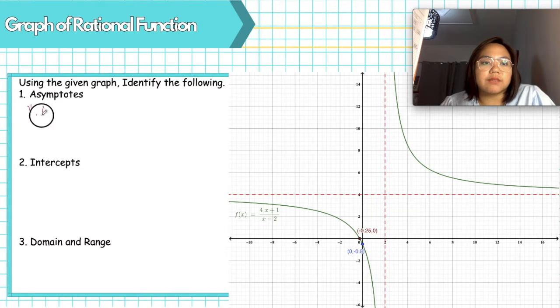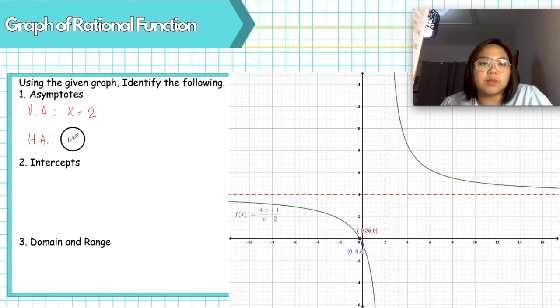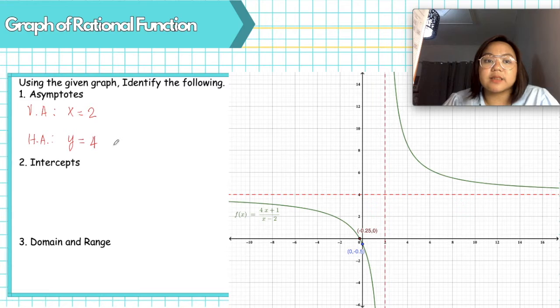So let's have VA. So VA, or the vertical asymptote, will be a vertical line, and since it touches 2 of the x-axis, therefore the equation is x is equal to 2. And then next is the horizontal asymptote. So the horizontal asymptote is this horizontal line. And since it touches 4 of the y-axis, therefore the equation will be y is equal to 4. Okay, so these are the asymptotes.